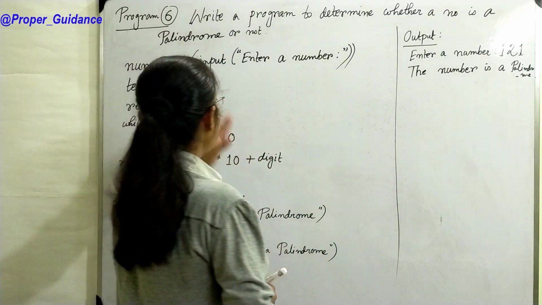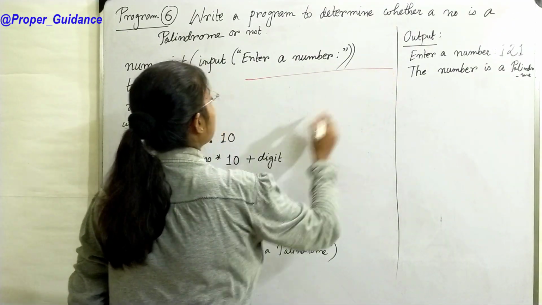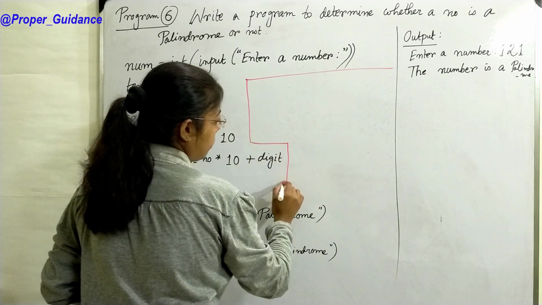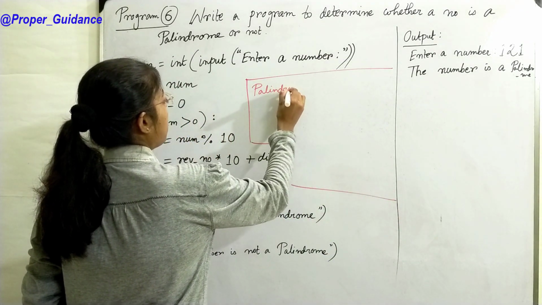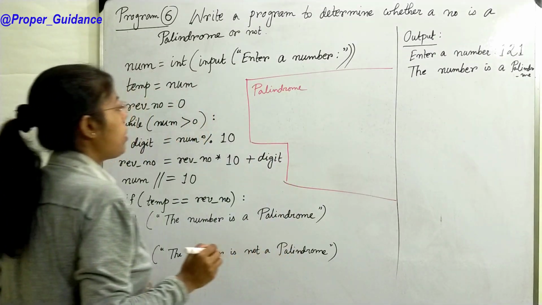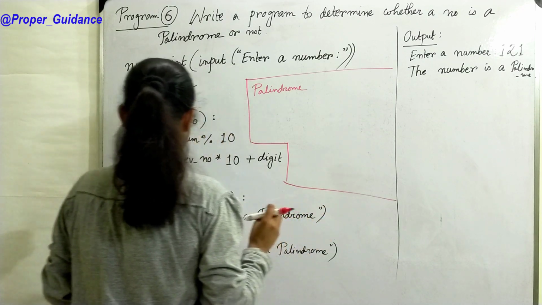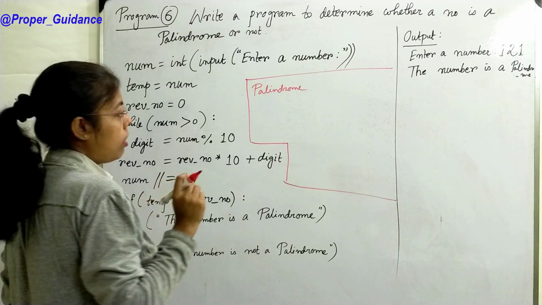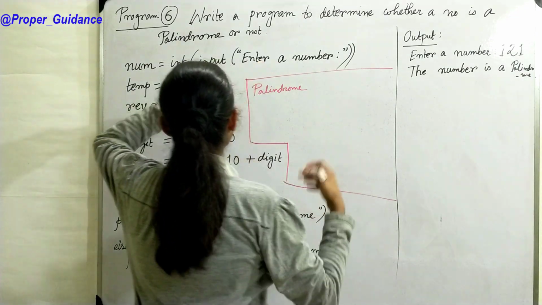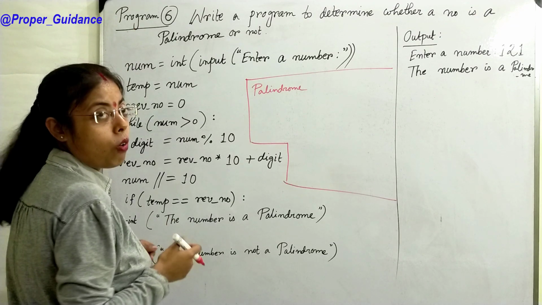Now the question is, what is a palindrome? First we should know what a palindrome is. A palindrome may be a number or maybe a word. This is our program for the number, the palindrome number. Here we use a number. On another day we will do some programs for words also.